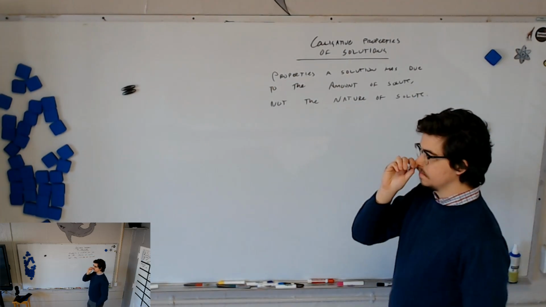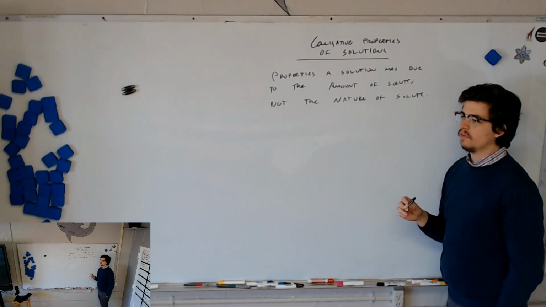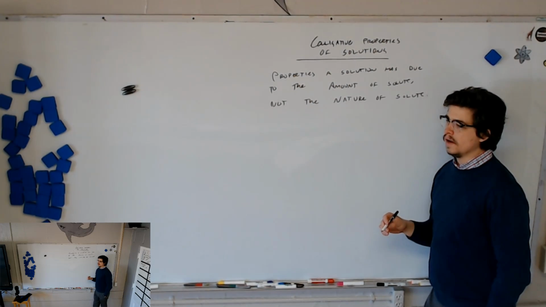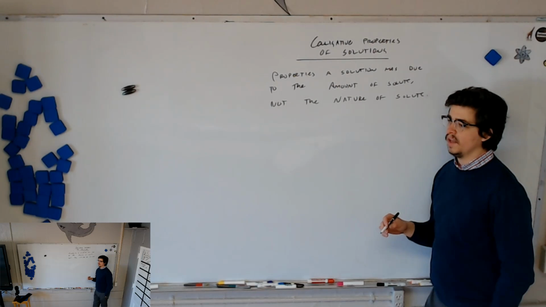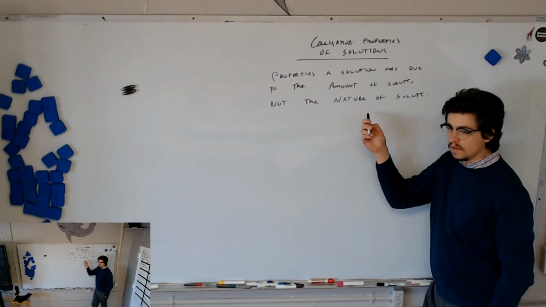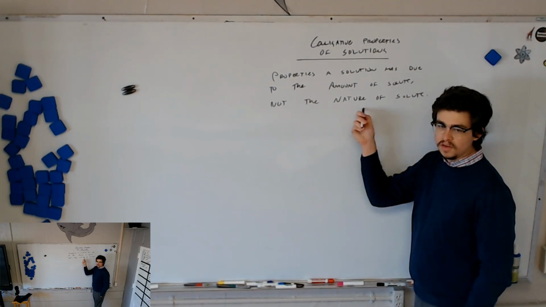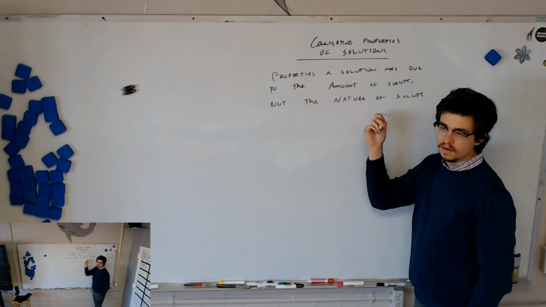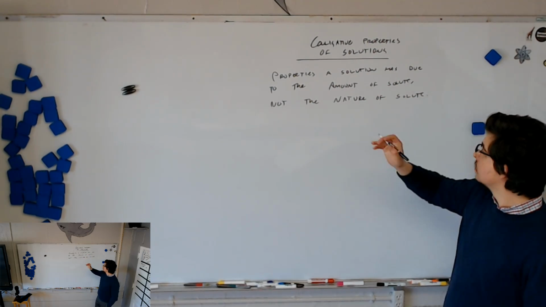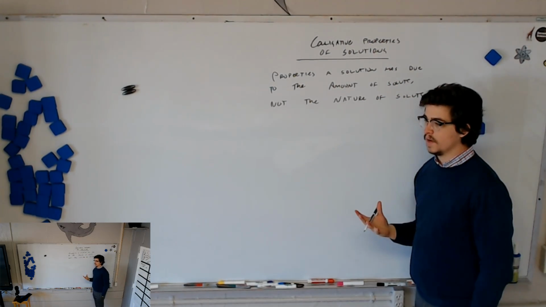So for instance, if I have a tub of red Kool-Aid, is the red color a colligative property? No, because the red color is due to the nature of the solute. Whatever, some red dye is making it red. Whereas the colligative properties are those that are because of how much there is, not because of what they are.